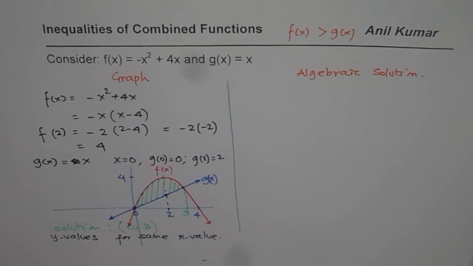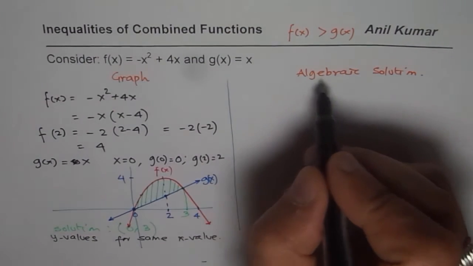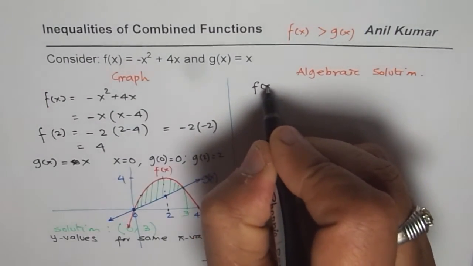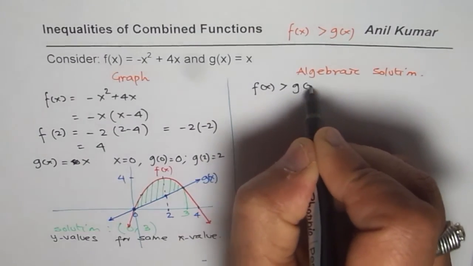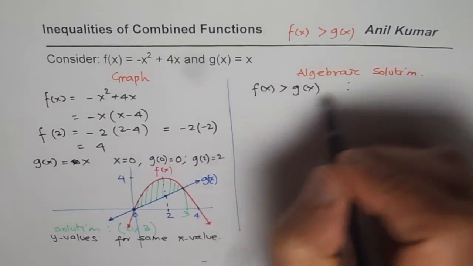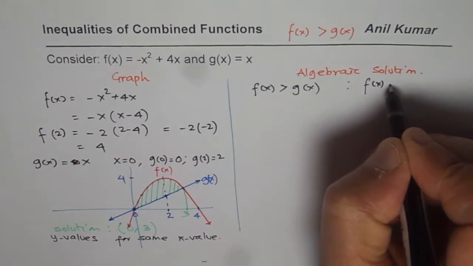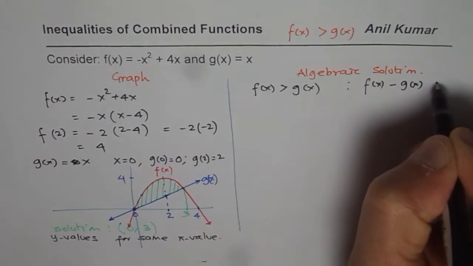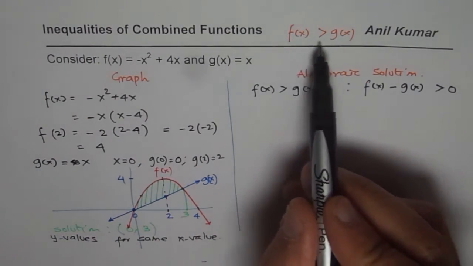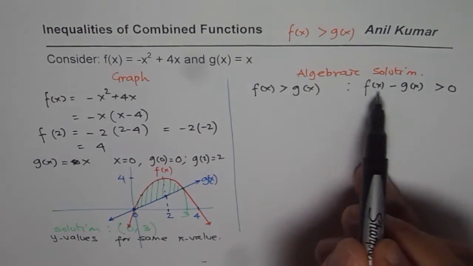So that becomes the solution. Now let's try to solve algebraically. f of x greater than g of x. What we can do is write down our function. This inequality can also be treated as f of x minus g of x is greater than 0. So both are the same. At times it could be written like this, but also like this.